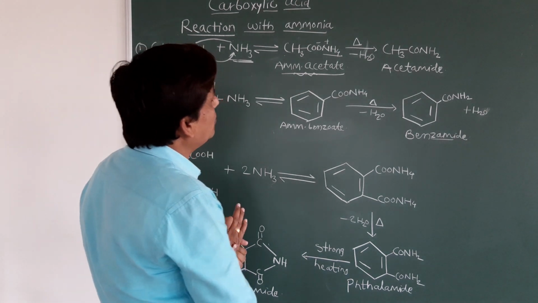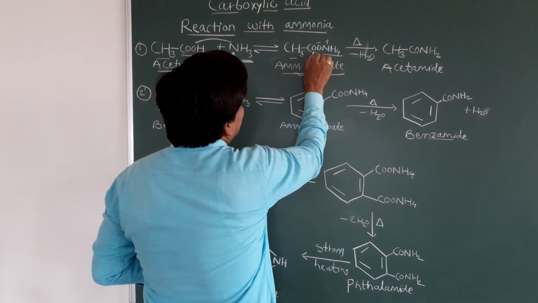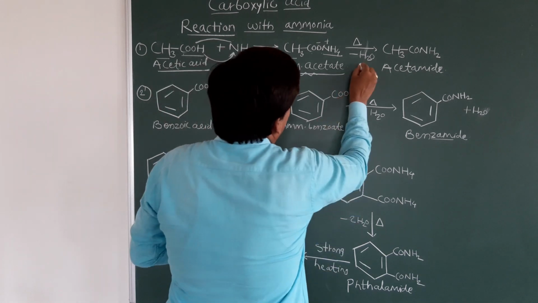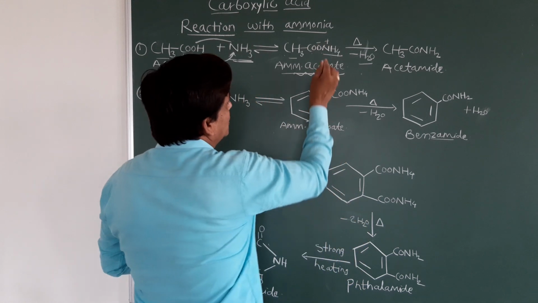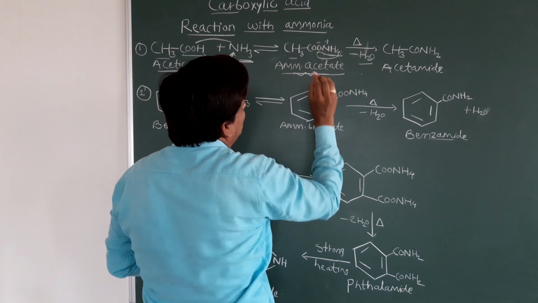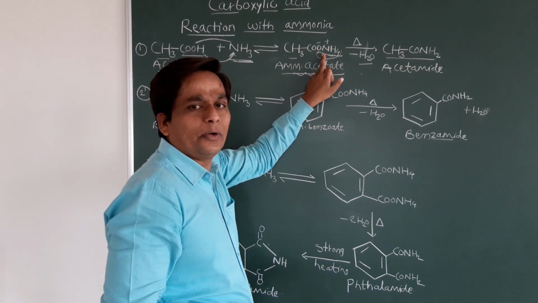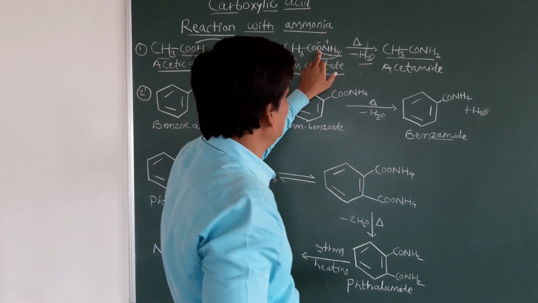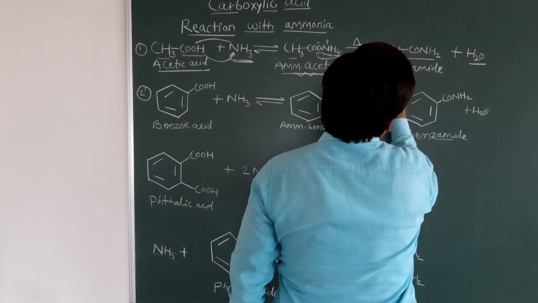So students, how is the water molecule removed? Check it. This is the structure of ammonium acetate, CH3COONH4. If you want to remove the water molecule, H2O, you remove two hydrogens and one oxygen. Obviously this oxygen, and two hydrogens from this NH4 are removed, and what remains here is CH3CONH2. Two hydrogens are removed, plus this one oxygen, that is H2O, and here we get acetamide.